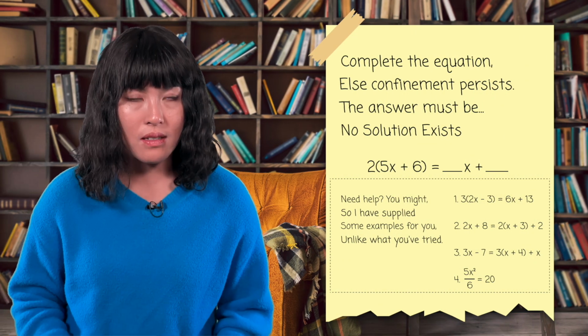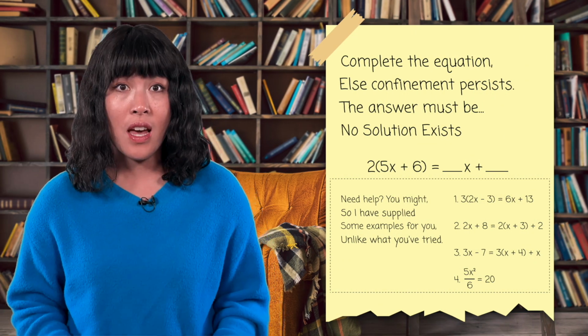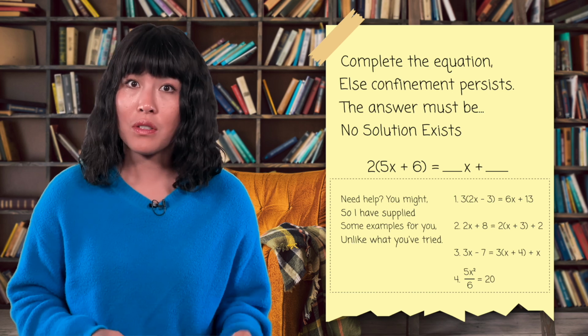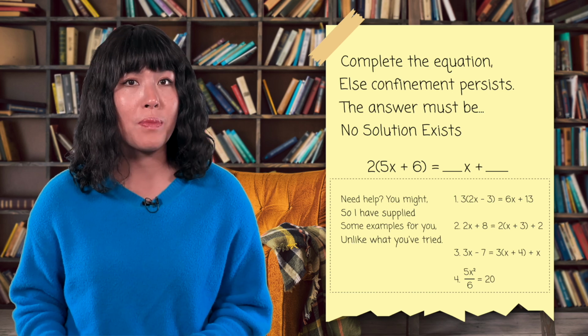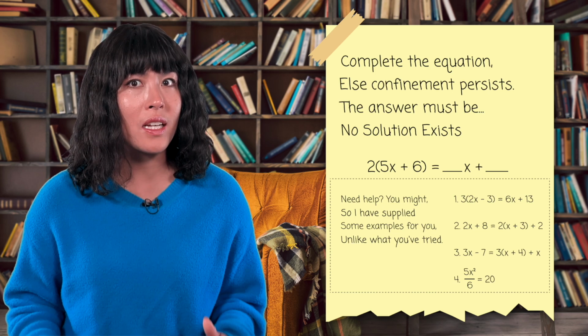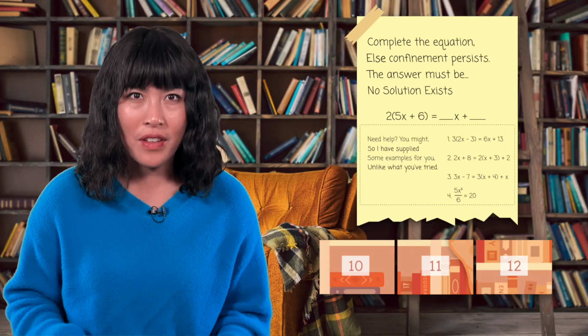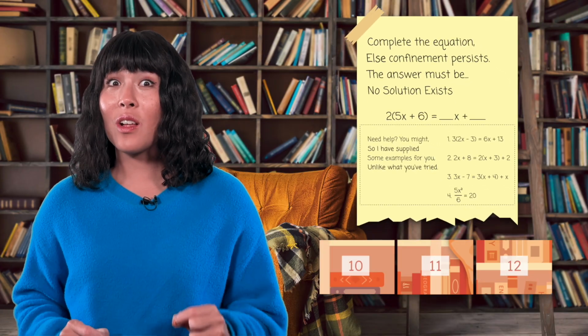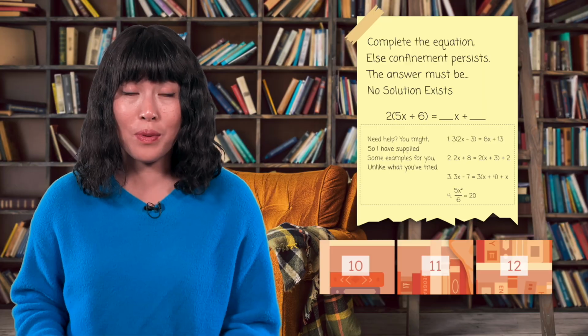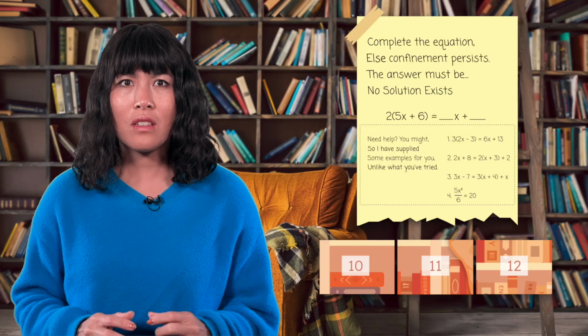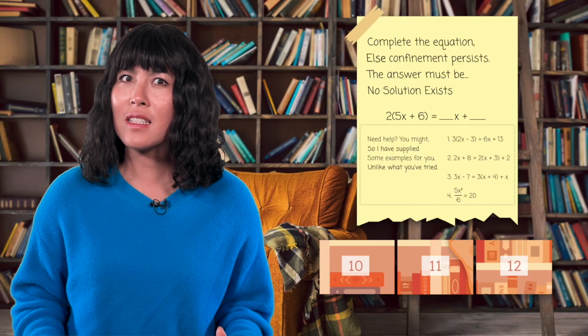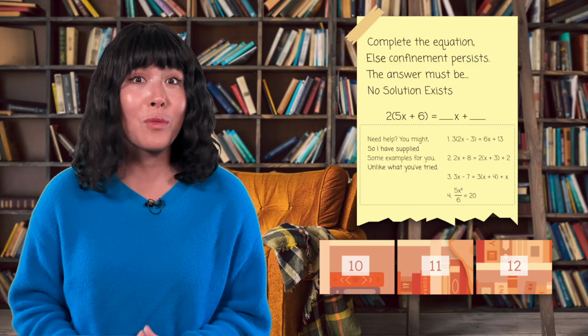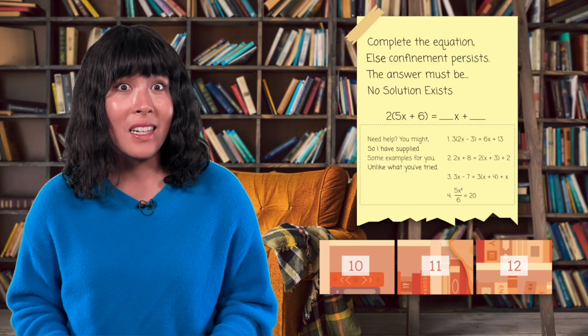Okay, the note says, complete the equation, else confinement persists. The answer must be no solution exists. If we can fill in these blanks, I'm guessing they'll correspond to two of these puzzle pieces. But what does no solution exists mean? I guess we can get started on these examples.